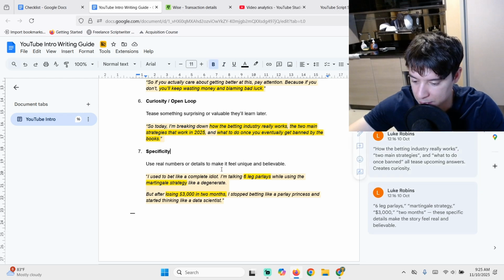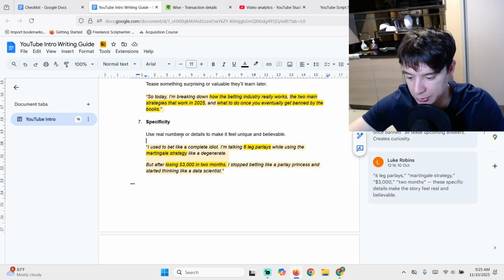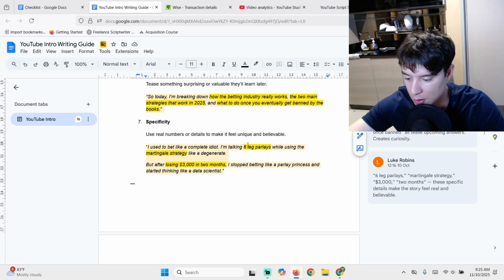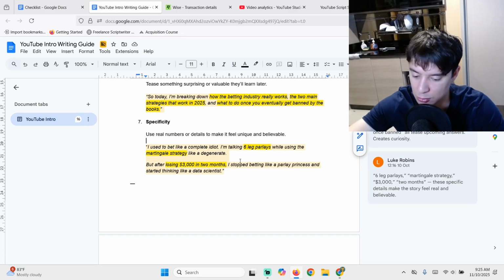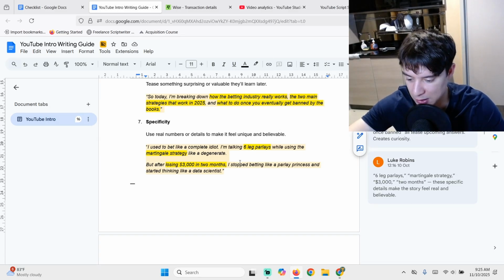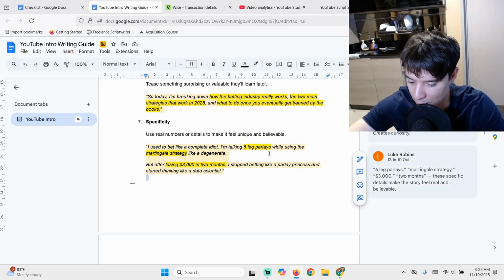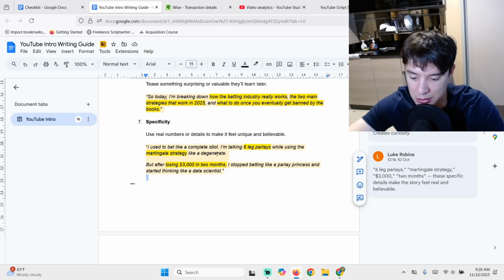And then specificity, last of all. This is where you use real numbers or details to make things feel unique and believable. If you just say very vague things like "make a profit," for example, it just doesn't sound specific enough to make the story feel real or believable. It's just very vague. The more specific something is, the more it comes to life. So for example: "I used to bet like a complete idiot. I'm talking 6-leg parlays while using the martingale strategy like a degenerate."